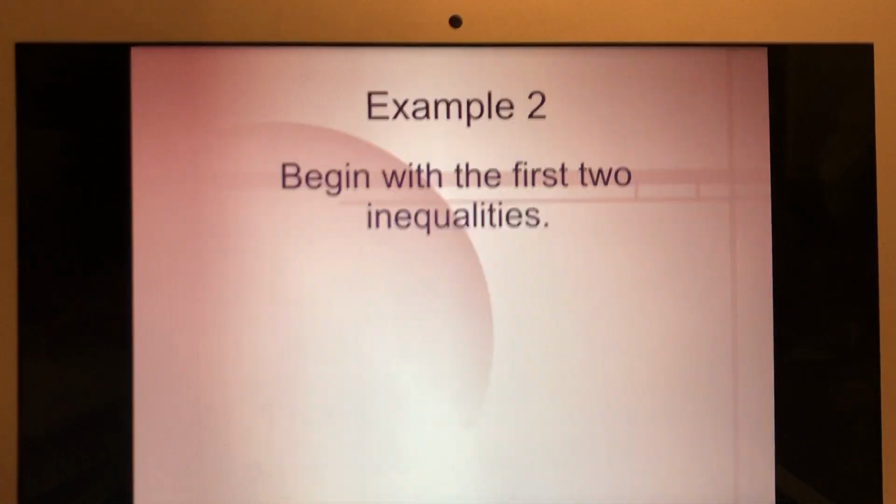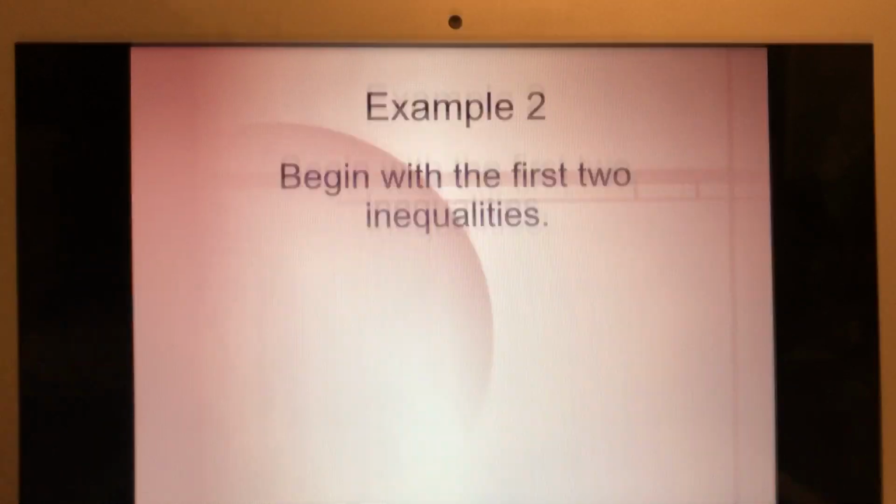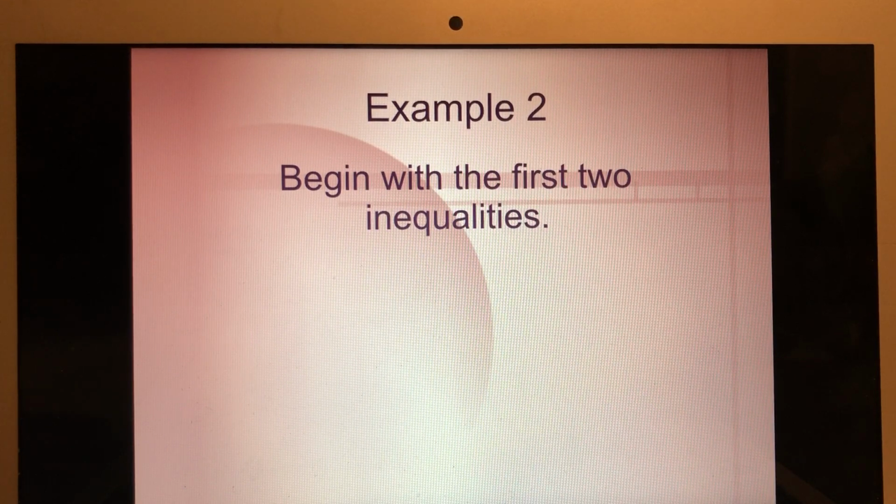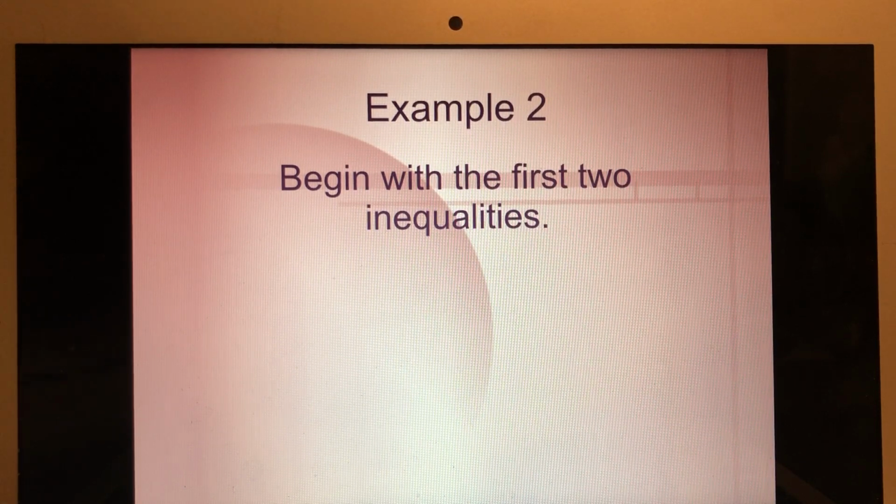All right, now with example 2, let's take a look at this. We've got two different inequalities. x is greater than 0 and y is greater than 0. Then we also have 2x minus y is greater than 1.